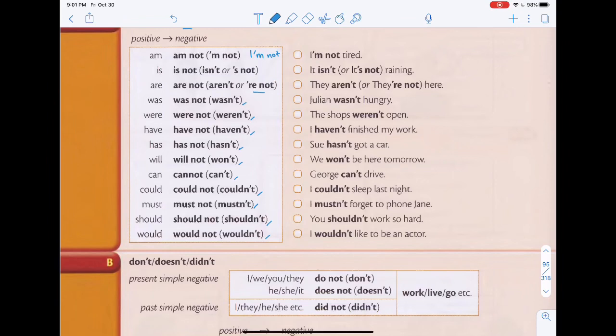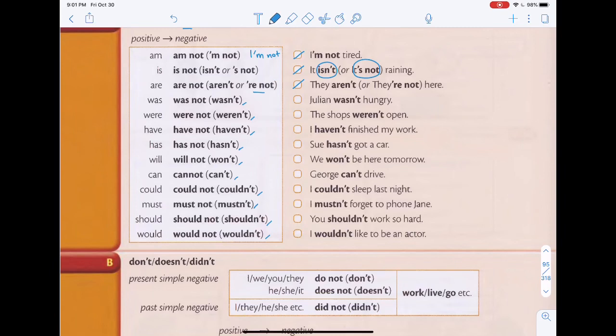Now let's look at the examples at the side. We have I'm not tired. It isn't or it's not raining. So you can use either it isn't or you could say it's not. It doesn't matter which one you use. It's up to you. Both are correct. So it isn't raining or it's not raining. They're both correct and you can choose whichever you want to use.